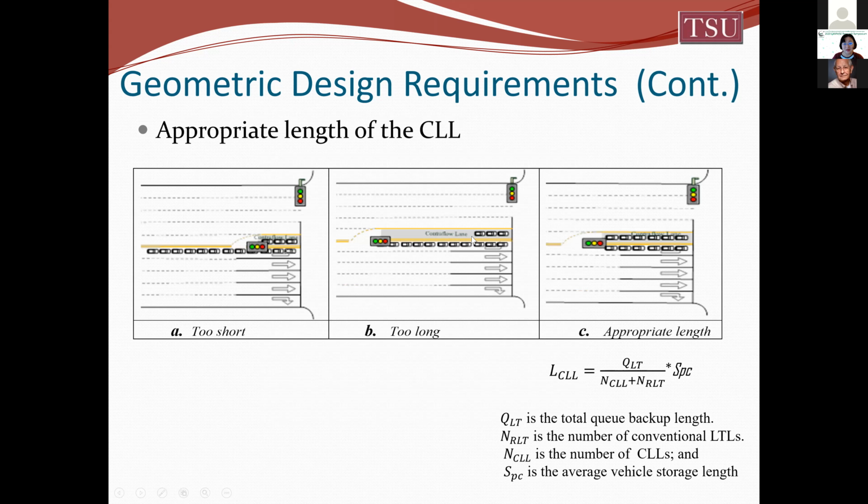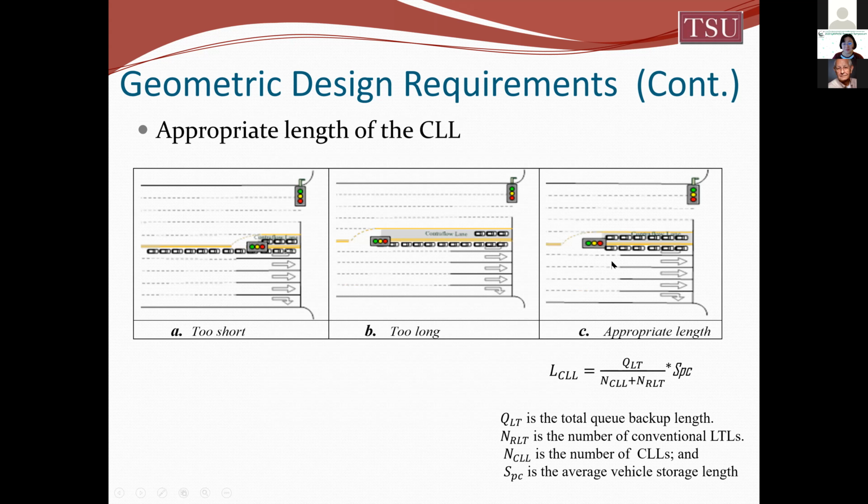So if you have a very long contraflow lane, most of the vehicles will line up in the regular left-hand lane. And then when the green turns on, they miss the opportunity to go to the contraflow left-hand lane. So the contraflow left-hand lane still cannot be fully used, because most of the vehicles still use the regular left-hand lane. So it cannot be too long.